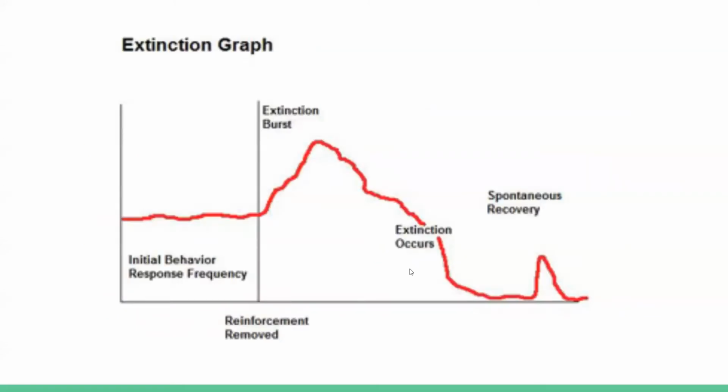And here is a graph of an extinction burst. Here we have the initial behavior, and then right here is when reinforcement is removed. In our vending machine example, this would be when the vending machine stops working. You can see the extinction burst has a higher frequency right here, and then after the peak, it starts to decrease. We will talk about spontaneous recovery now.